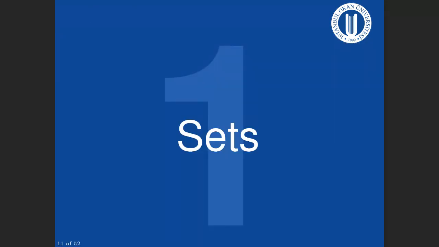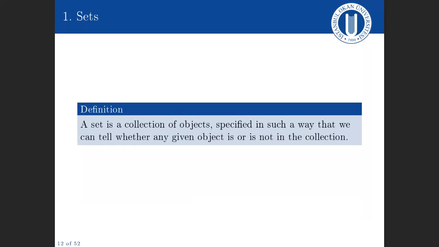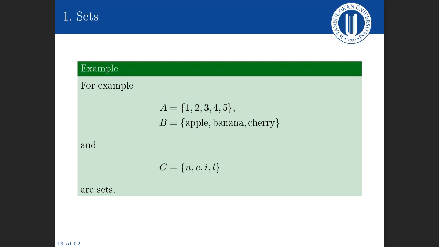Chapter 1 is about sets. A set is a collection of objects specified in such a way that we can tell whether a given object is in the collection or not in the collection. For example, these are sets. A is the set containing the numbers 1, 2, 3, 4, 5. B is the set containing apple, banana, and cherry. C is the set containing N, E, I, and L.